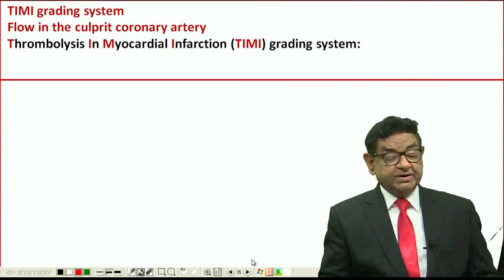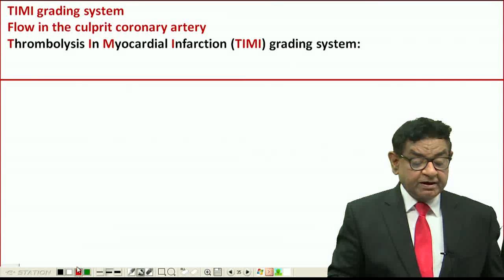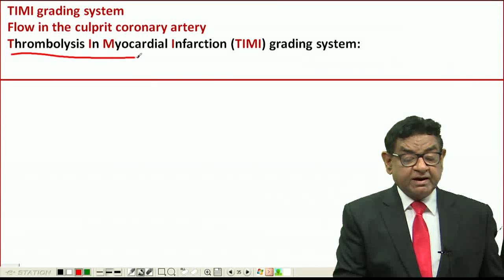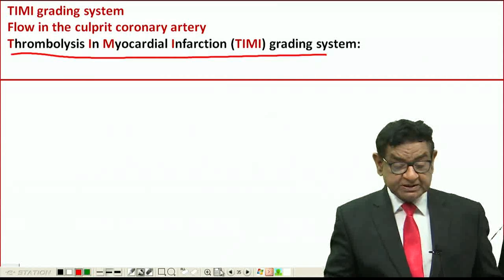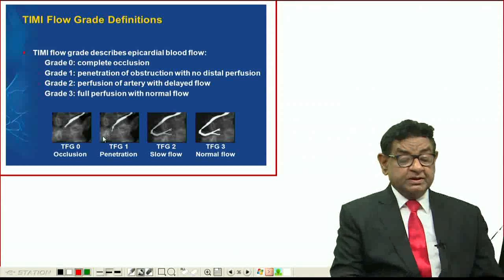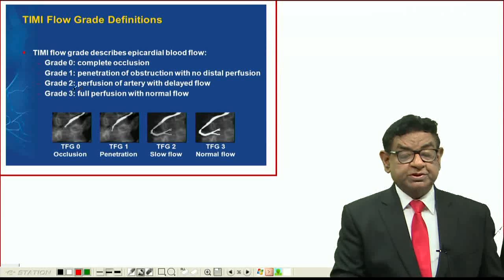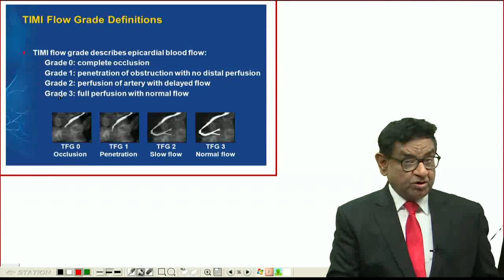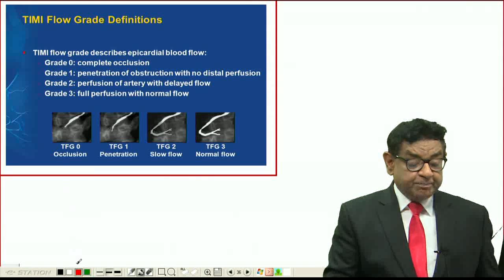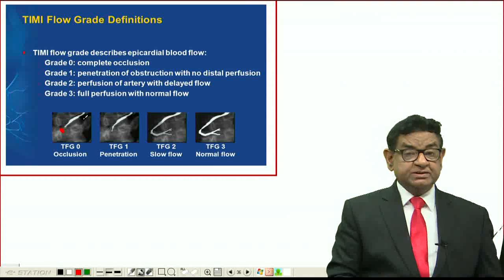Now, one very interesting thing, we have a TIMI grading score. It indicates the flow in the culprit vessel. TIMI stands for Thrombolysis in Myocardial Infarction grading system. Now, what is this? Look, first of all, grading is from 0 to 1 to 3. Please note, this is from 0, it's not from 1 to 3. We call the artery completely blocked here, so we say stage 0.